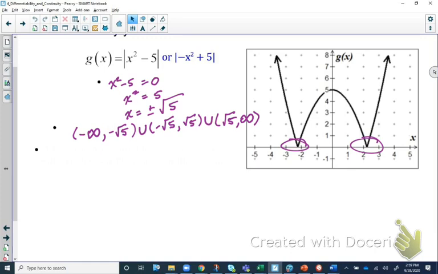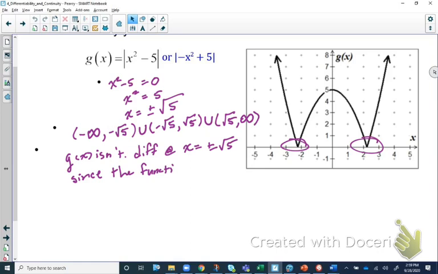And here, justify my answer. I can say that g of x isn't differentiable at x equals positive, negative radical 5, since the function has corners there.